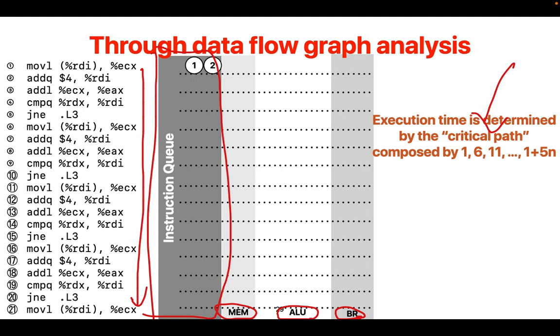For instruction 1 and 2, are they depending on anyone? No. So in the next cycle, I can safely put instruction 1 and 2 into execution. Instruction 1 wants the memory unit, so I put it here. Instruction 2 needs the ALU, so I put it here. Now, in the next cycle, I'm going to decode instruction 3 and 4. So when is the earliest time I can execute instruction 3?